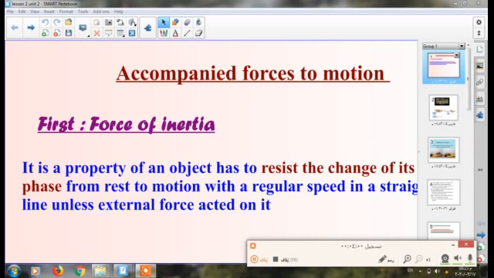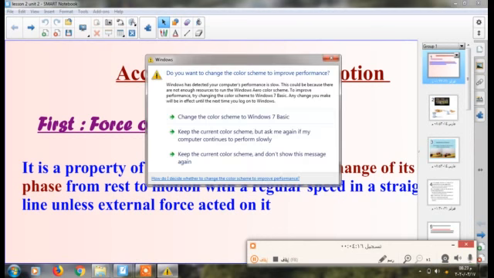So the policeman advised drivers to use a safety belt in cars. Why? The safety belt works on stopping the force of inertia to prevent the damage that occurs to the driver if a sudden change occurs to the car.